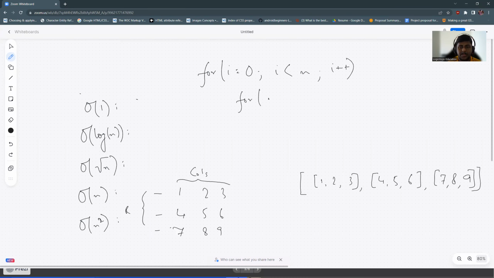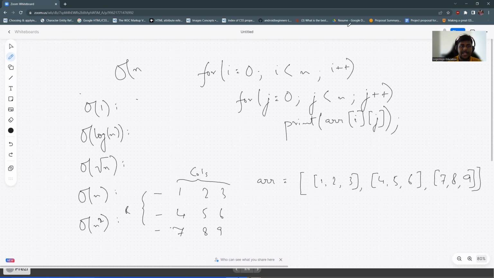Let's go ahead, and now I can simply print array[i][j]. So in this case, what happens is this runs 2 times, right? So it's order of n into n, or order of n square. So n square generally comes when we have a nested loop, like we are having right now: a loop inside a loop. That is generally order of n square.